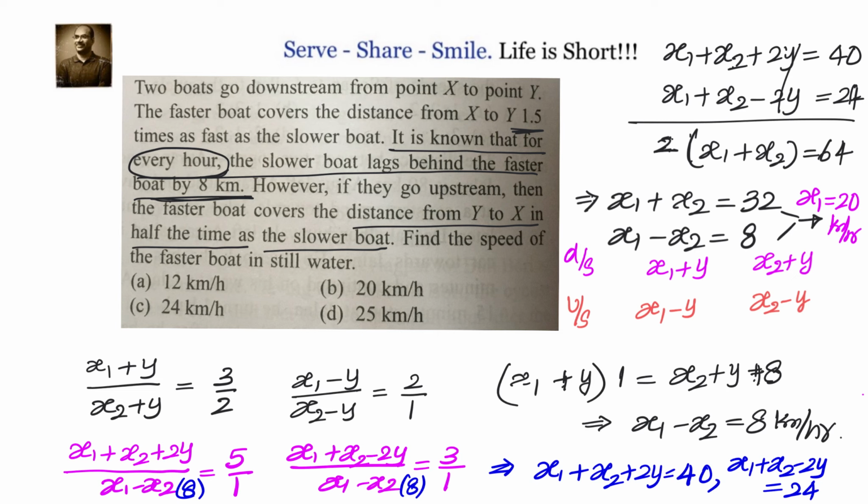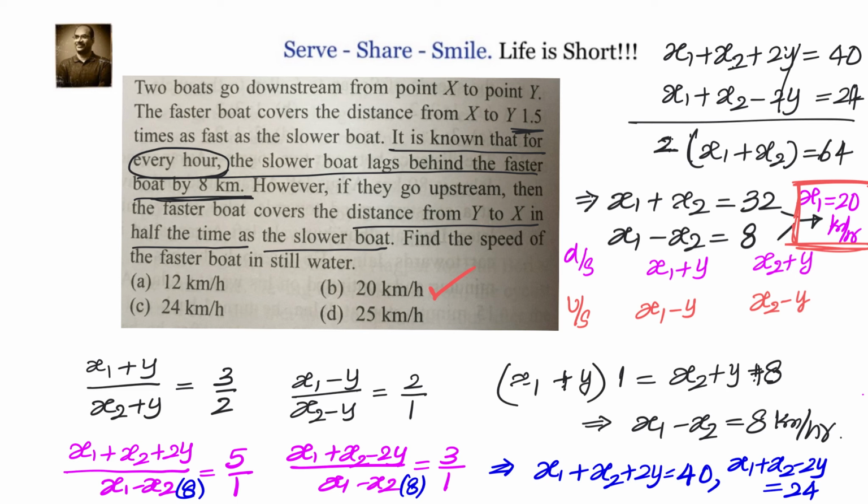Now the same problem you can solve by looking at the options. Pick an option, and you already know that x1 minus x2 equals 8. Suppose you take option B as correct and took x1 as 20, then you know x2 is 12. You can apply the conditions given and check whether they are satisfied, and then you know that option B is correct. But that is the objective way of doing it.